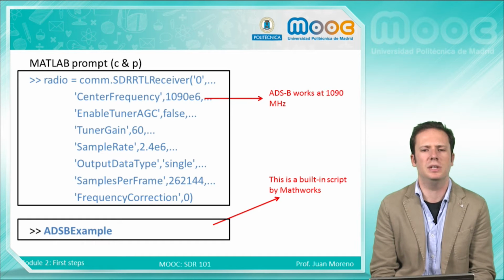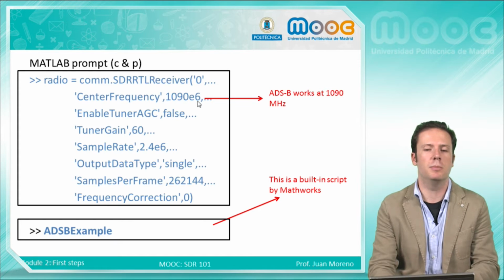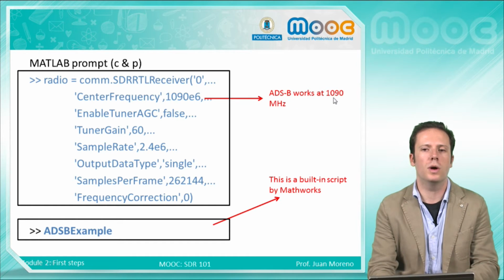The first thing that we need to do is to set up our RTL. To do so, we need to configure our device with these parameters. The most important one, or the first one, is the frequency. This ADS-B service works at 1090 MHz. So we will place the center frequency at this value.